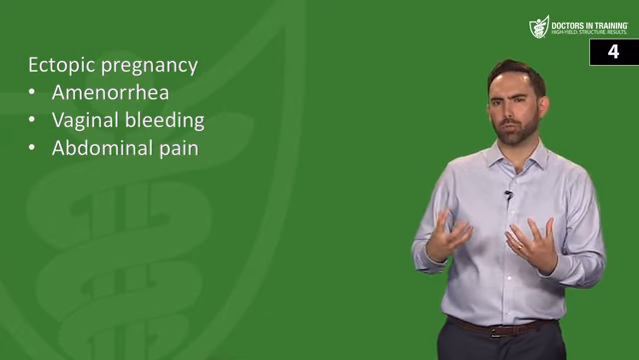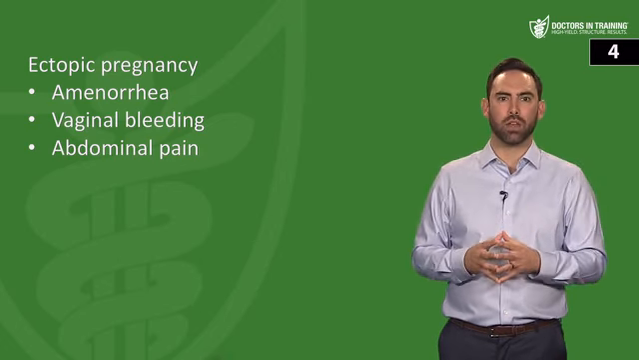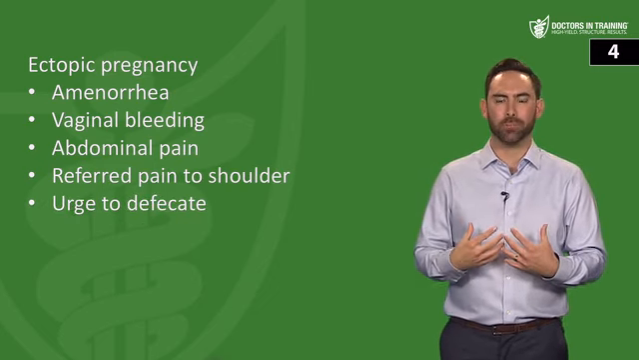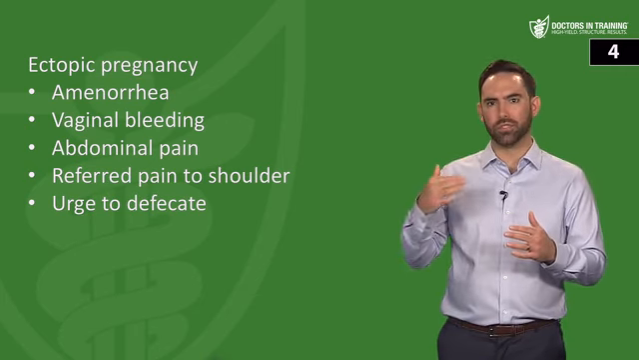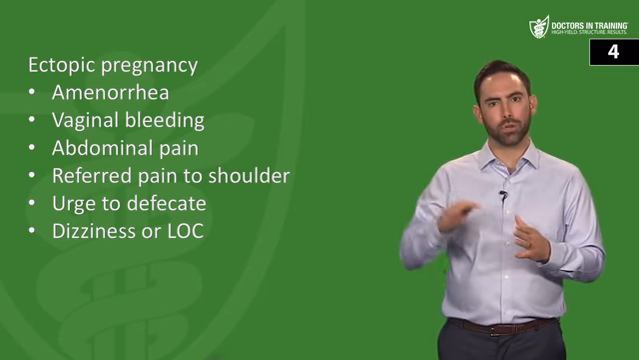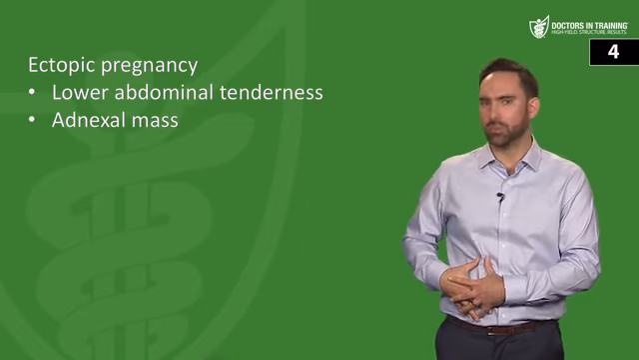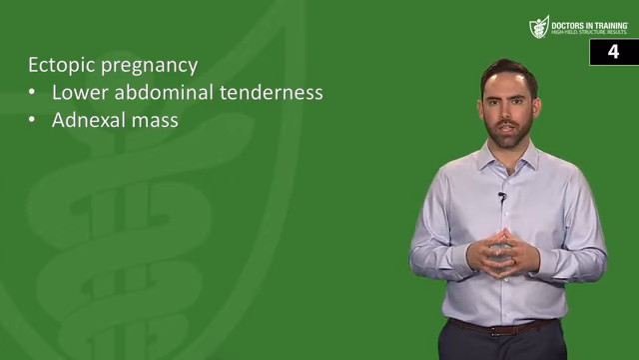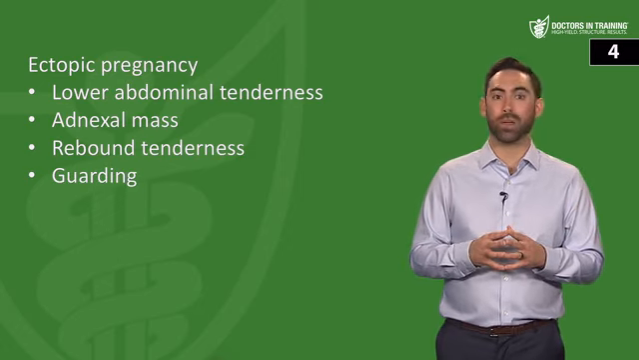And then if that ectopic ruptures and there's intra-abdominal bleeding, patients can have severe abdominal pain or even referred pain to the shoulder. Sometimes they'll feel the urge to defecate from blood pooling in the pouch of Douglas. And then you also have to watch out for dizziness or loss of consciousness or any other signs of blood loss. On your physical exam, you might find lower abdominal tenderness and maybe an adnexal mass. But if the fallopian tube ruptures, you could see signs of peritonitis like rebound tenderness or guarding, which is why these are sometimes mistaken for appendicitis.